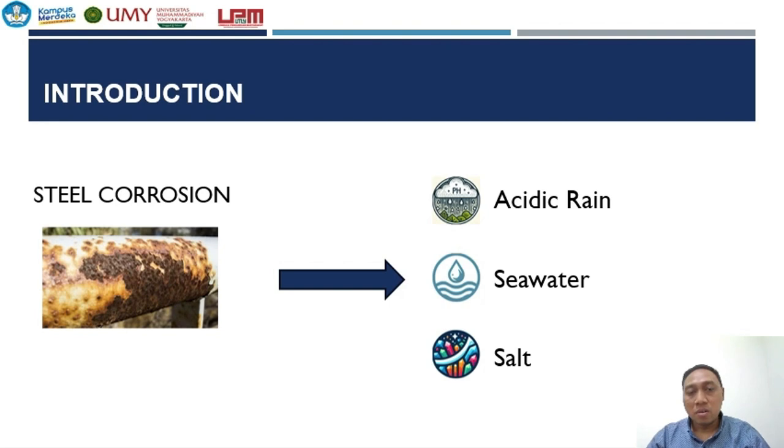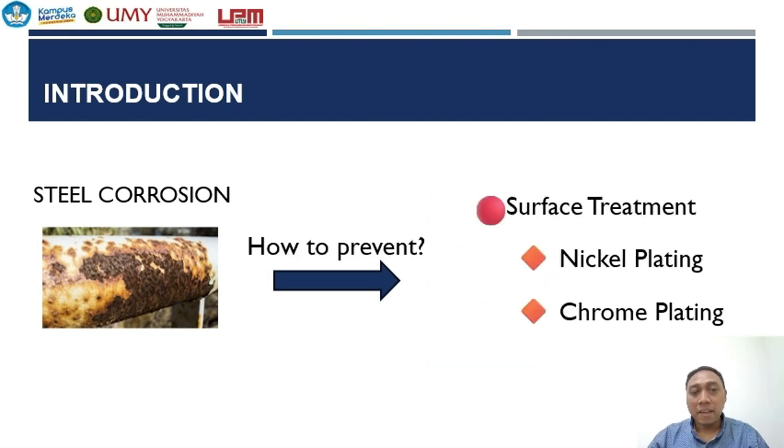Corrosion is the slow deterioration of materials, most commonly metals. This process can significantly affect the functionality and lifespan of metal structures and components. Materials that can expedite corrosion include acid rain, seawater, and salt. Applying surface treatment is essential for enhancing the material's ability to resist corrosion.